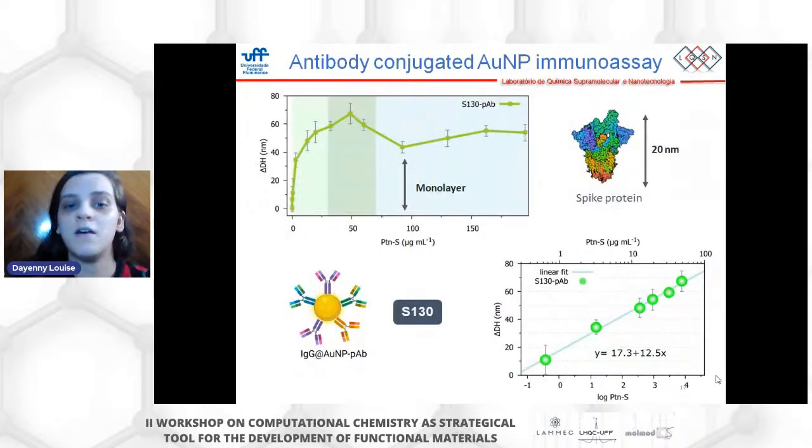So here we have just the curve for the 130 nanometers. And this first step of the curve was used to obtain this calibration curve, so we could be identifying the quantity of S protein in an unknown sample.